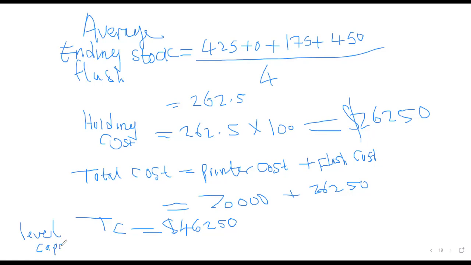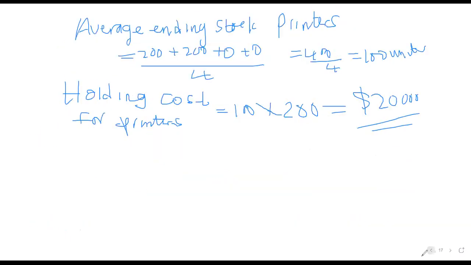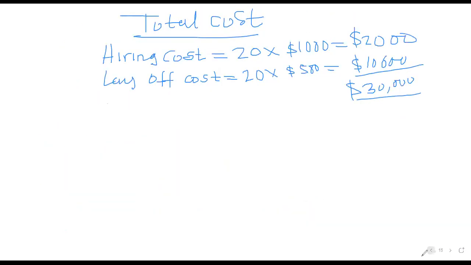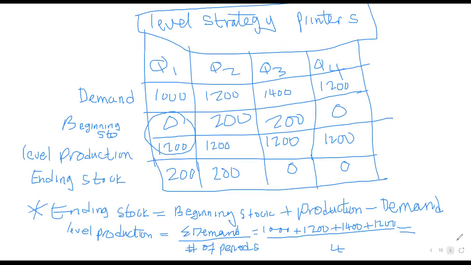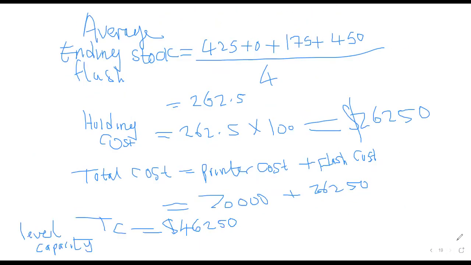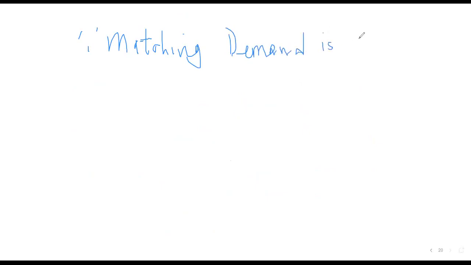So what is actually cheaper is matching demand. Matching demand is only giving us 30,000. Matching demand is cheaper; that's the conclusion. Therefore, in this case, matching demand is cheaper than labor capacity.